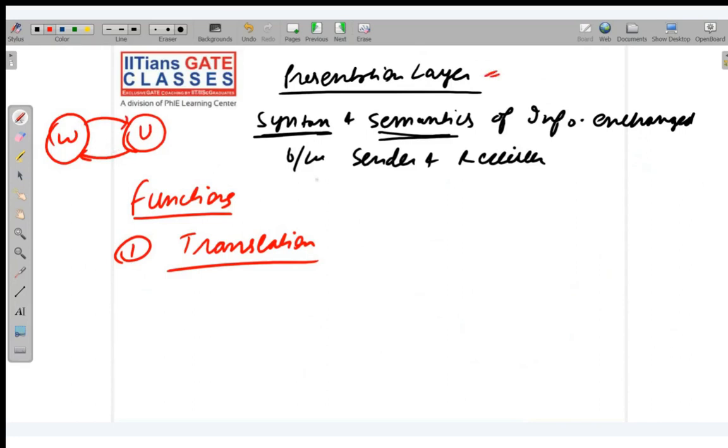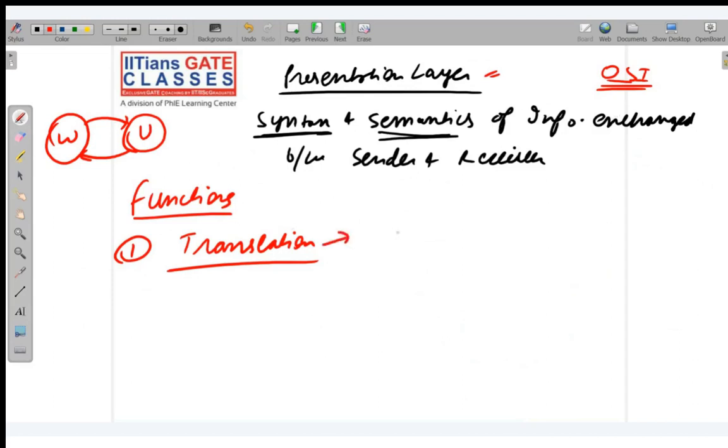I think in the previous lecture I told you about the OSI model, Open System Interconnection. What do you mean by open system? Open system means two systems can communicate regardless of their underlying architecture. It hardly matters what their architecture is in terms of hardware and software, and still they can communicate. Software means the operating system might be different, and hardware means like one is Pentium 4, another is Pentium 3, and still they are communicating. So translation basically means the same thing.